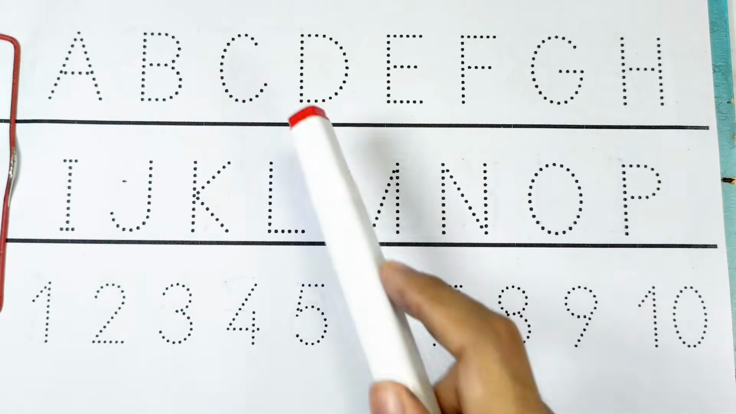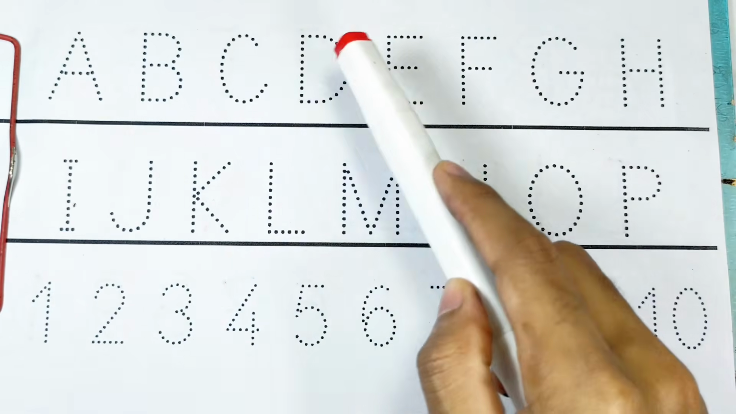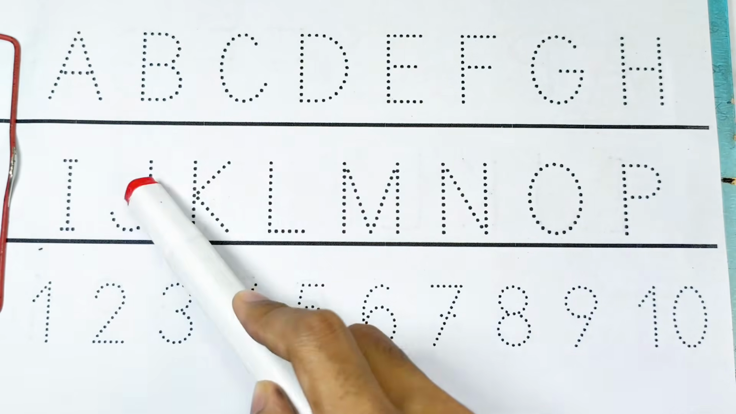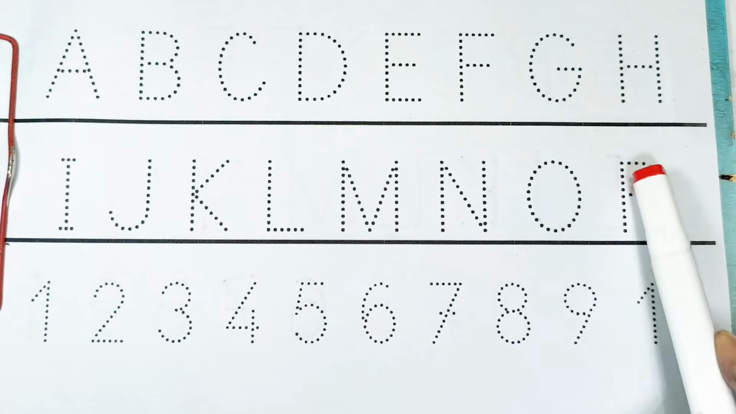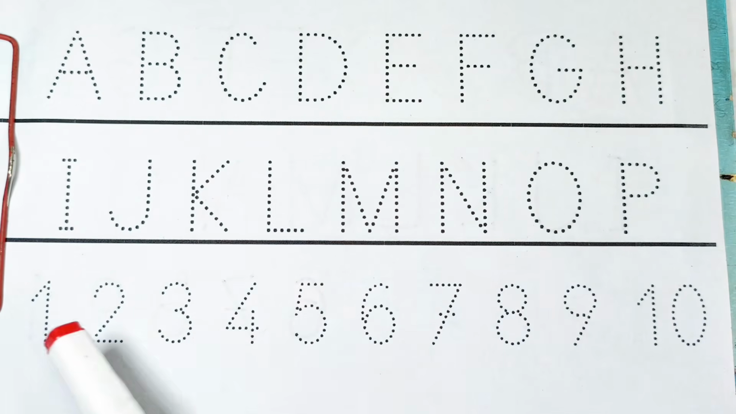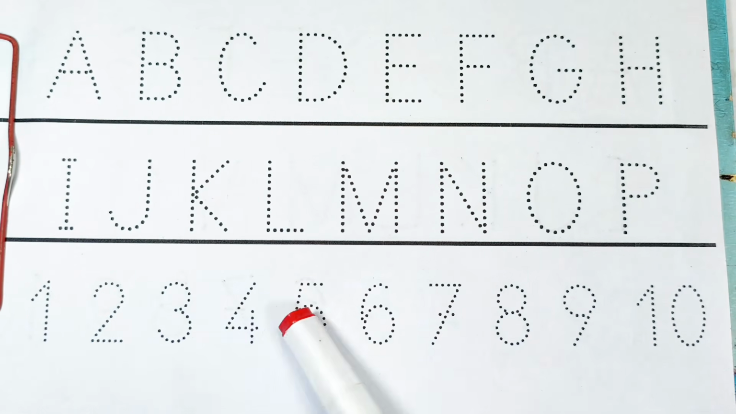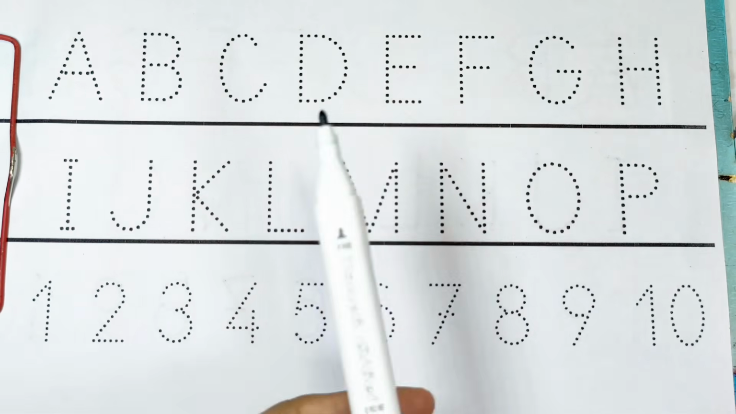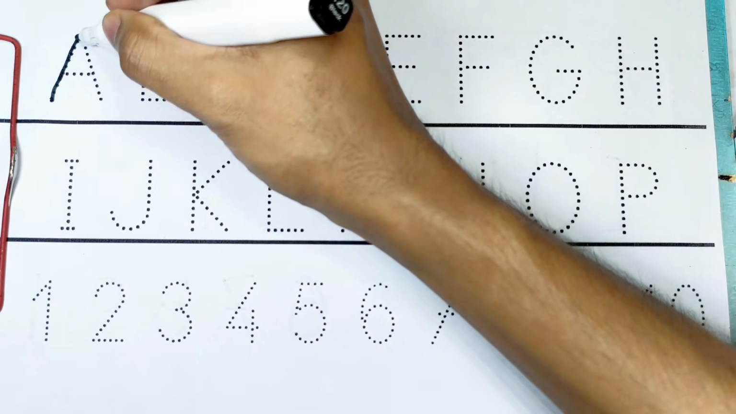Today we're writing alphabets and numbers: A, B, C, D, E, F, G, H, I, J, K, L, M, N, O, P, and numbers 1 to 10. 1, 2, 3, 4, 5, 6, 7, 8, 9, 10. First we're using the color of black in writing A.